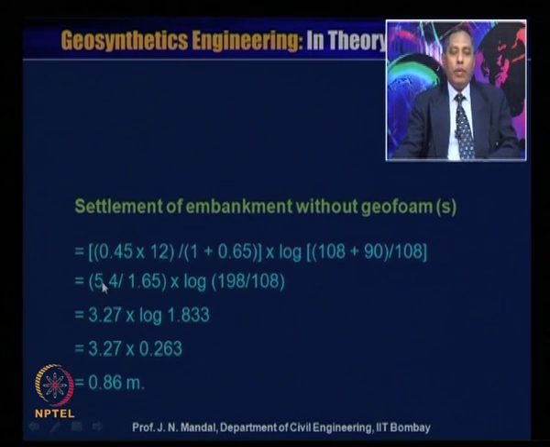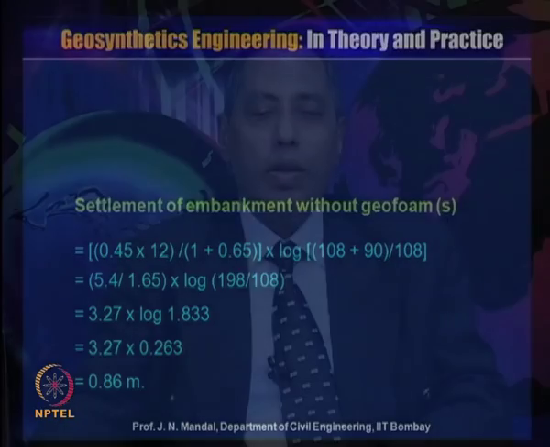So then you can have 5.4 divided by 1.65 into log of 198 by 108, that is equal to 3.27 into log of 1.8333, so is equal to 3.27 into 0.263 is equal to 0.86 meter. So you see that settlement of the embankment without geofoam is equal to 0.86 meter. Now we will calculate what should be the settlement with the geofoam.